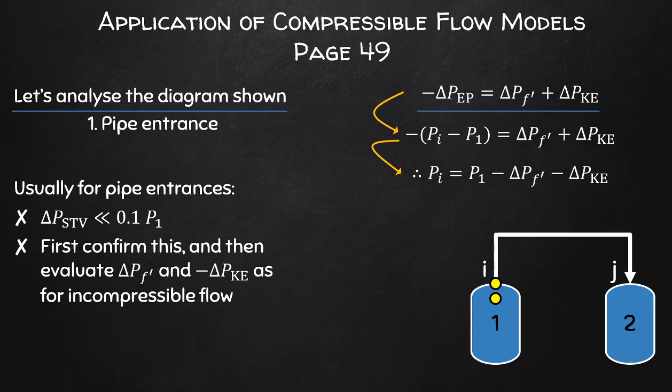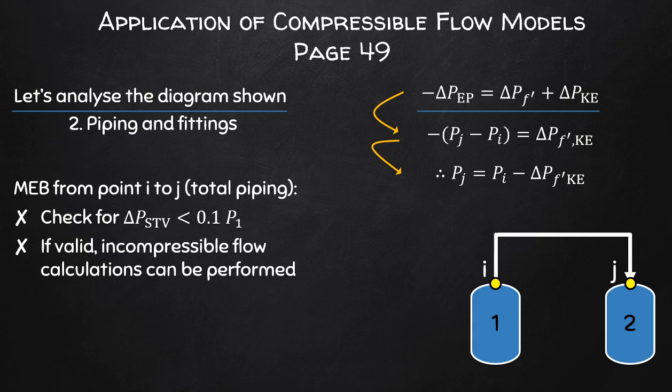All right. Next, let's consider the mechanical energy balance across the length of pipe from point I to point J, and then check incompressible flow again and perform your computations accordingly, and just make sure of all the fittings that are located along the pipe, and split up the mechanical energy balance if necessary.